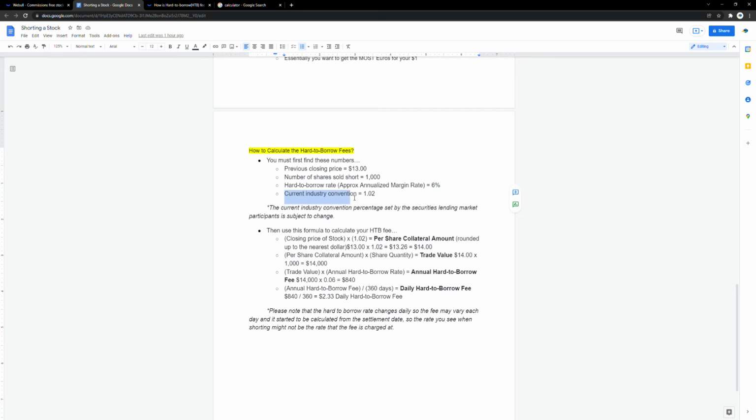And then you're also going to need to find the current industry convention. It's 1.02 at the moment. You have to understand that that percent is set by securities and the lending market, so it's set by Webull, and it is subject to change. It's usually going to stay at that same number, but if the economy takes a bigger turn, you can expect that number to change. If you're shorting, you'll know where to look for that. You can just go on Webull's website and double check, but it's at 1.02 and it's been there for a while, so you don't need to worry about that.